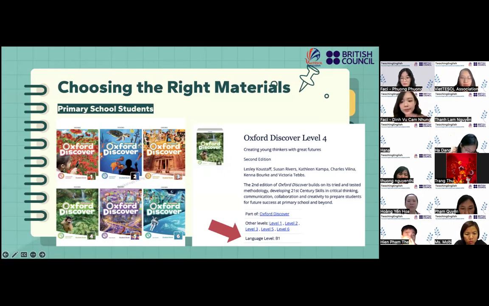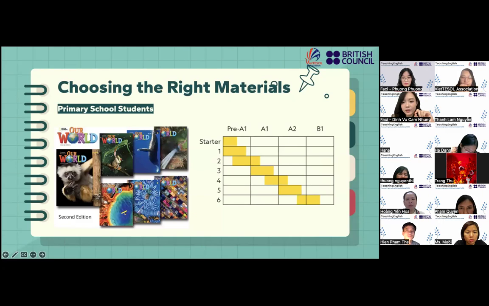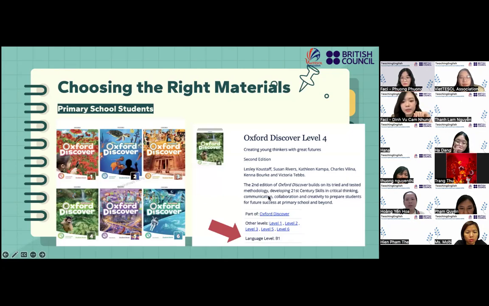Okay, so for example, if I want to have like extra material for students of level B1, maybe I will go back here, right? And see. Okay, so I will choose Our World 6, even when my students are learning Oxford Discover 4. Okay, so I will align them using CEFR level. Okay, so publisher's website is a very useful source of information.